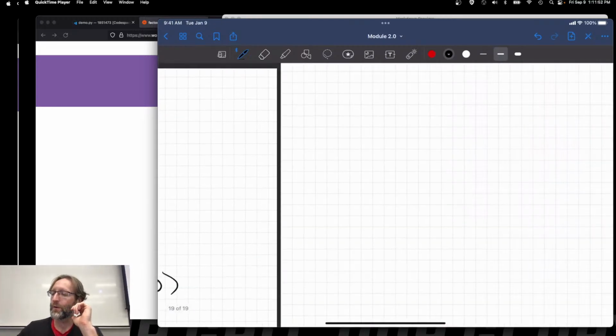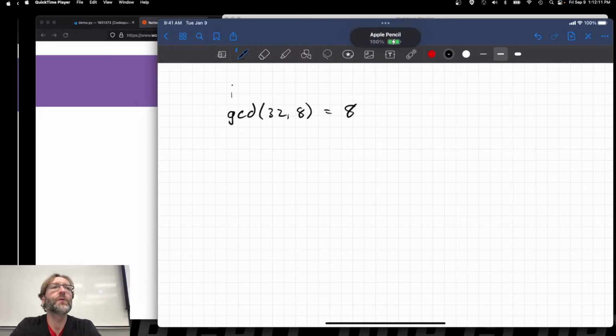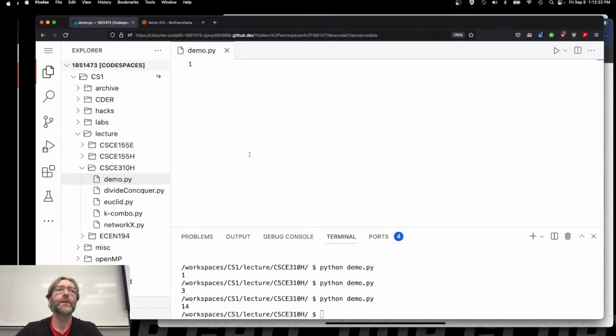So if you take this particular example, you'll eventually stop at GCD of 32 and 8. Well, 8 goes into 32 evenly with a remainder of 0. So our GCD ends up being 8. That's Euclid's algorithm. It's over 3,000 years old, and it is just as efficient today as it was 3,000 years ago. But we can more easily program it.